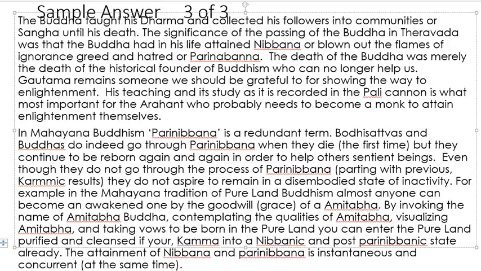For example, in the Mahayana tradition of Pure Land Buddhism, almost anyone can become an awakened one by the goodwill and grace of Amitabha. By invoking the name of Amitabha Buddha, contemplating his qualities, visualizing him, and taking vows to be born in the Pure Land, you can enter the Pure Land purified and cleansed of your karma into a nibbanic and post-parinibbanic state already. Sounds too good to be true. The attainment of nibbana and parinibbana is instantaneous and concurrent at the same time.